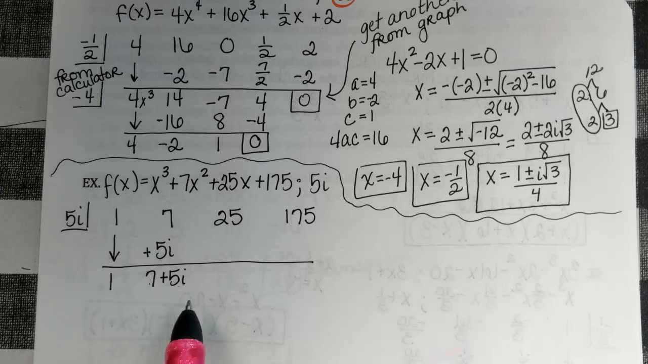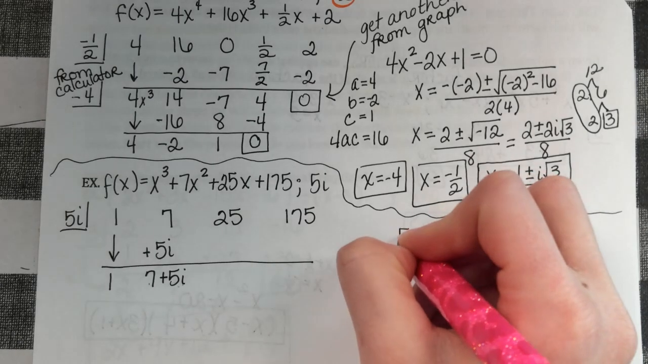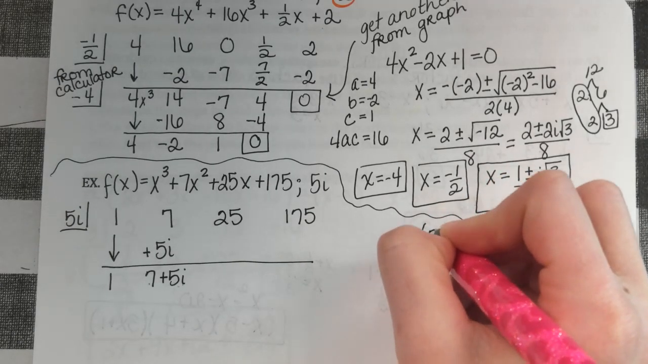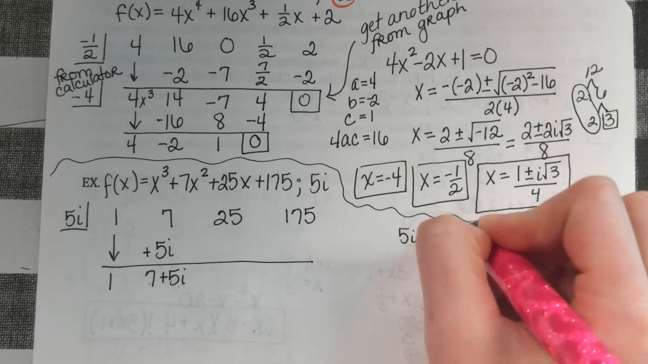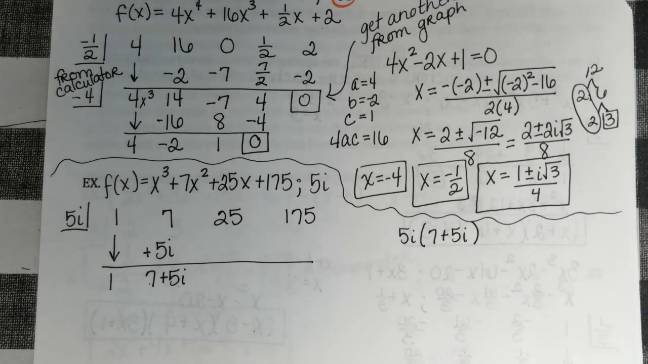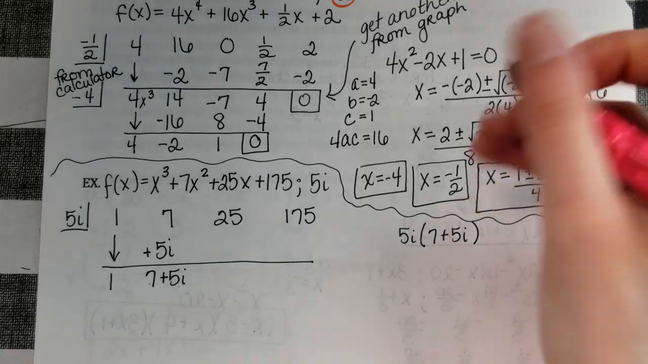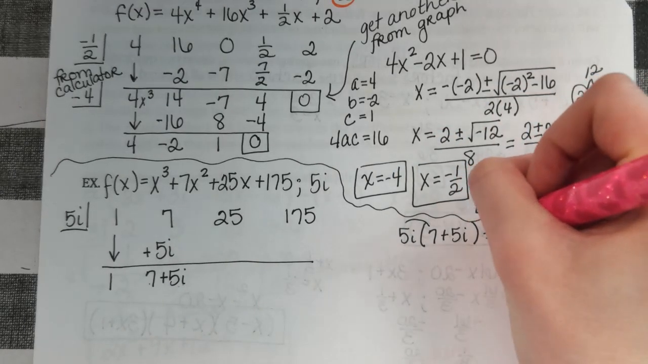So now when you multiply, you have to take that 5i and distribute it to the 7 and the positive 5i. I would recommend doing that over to the side so you don't make mistakes. So 5i times 7 gives me 35i.